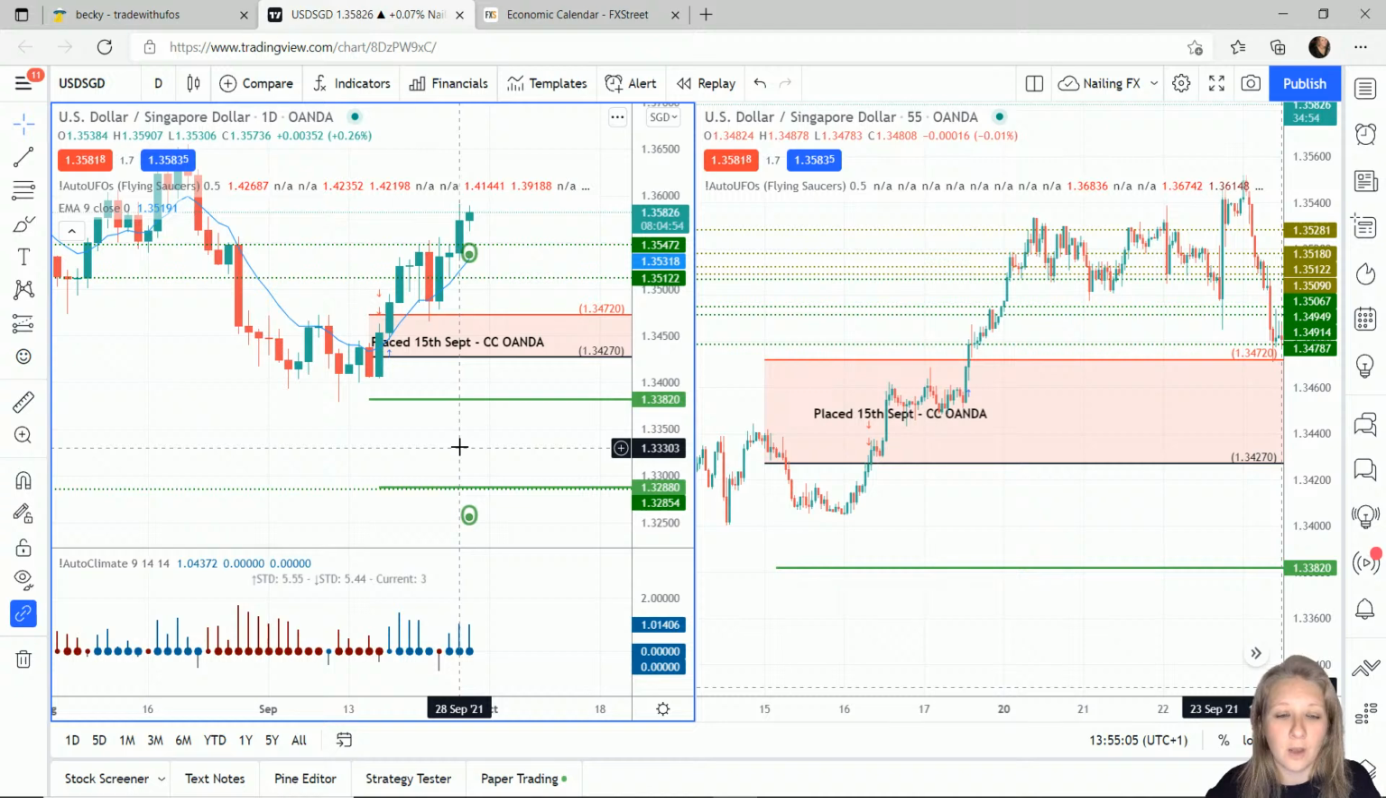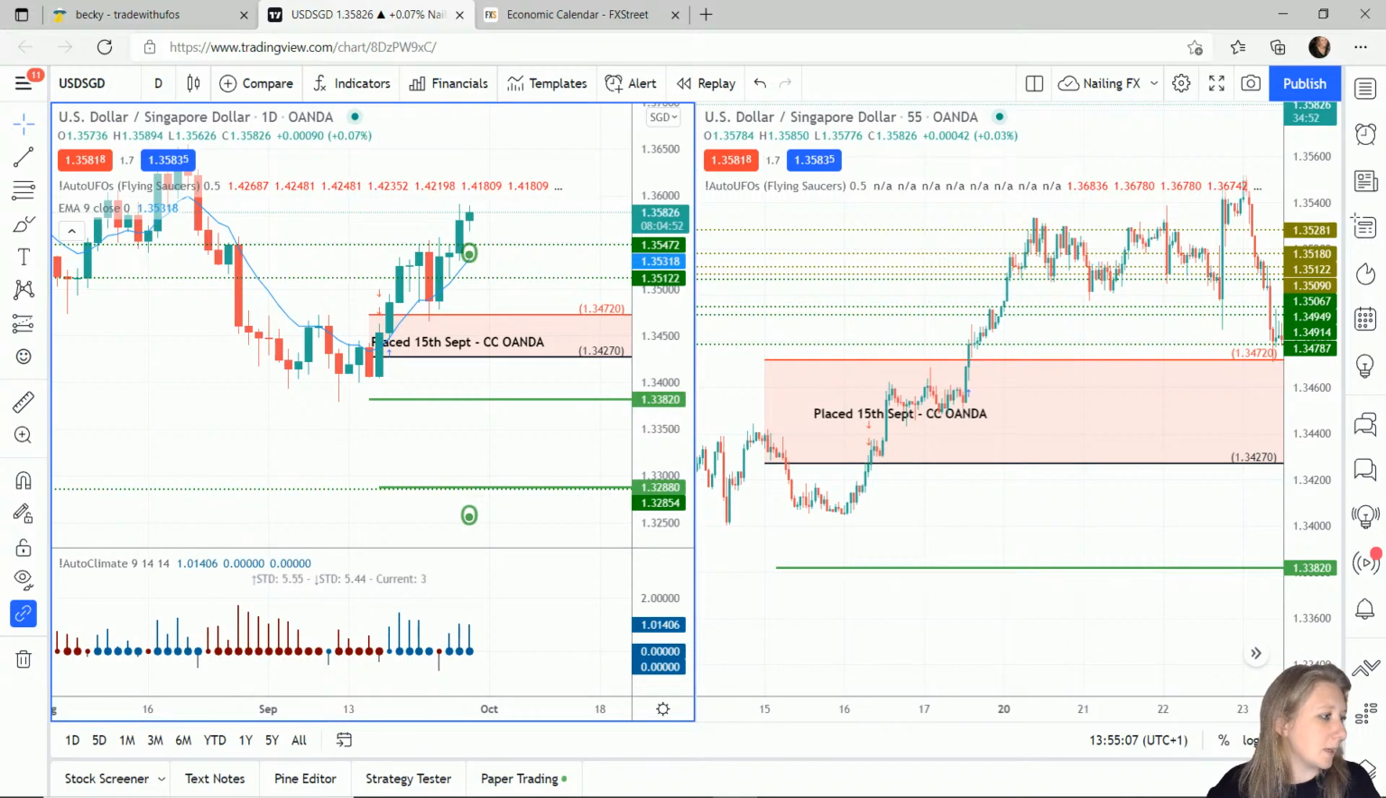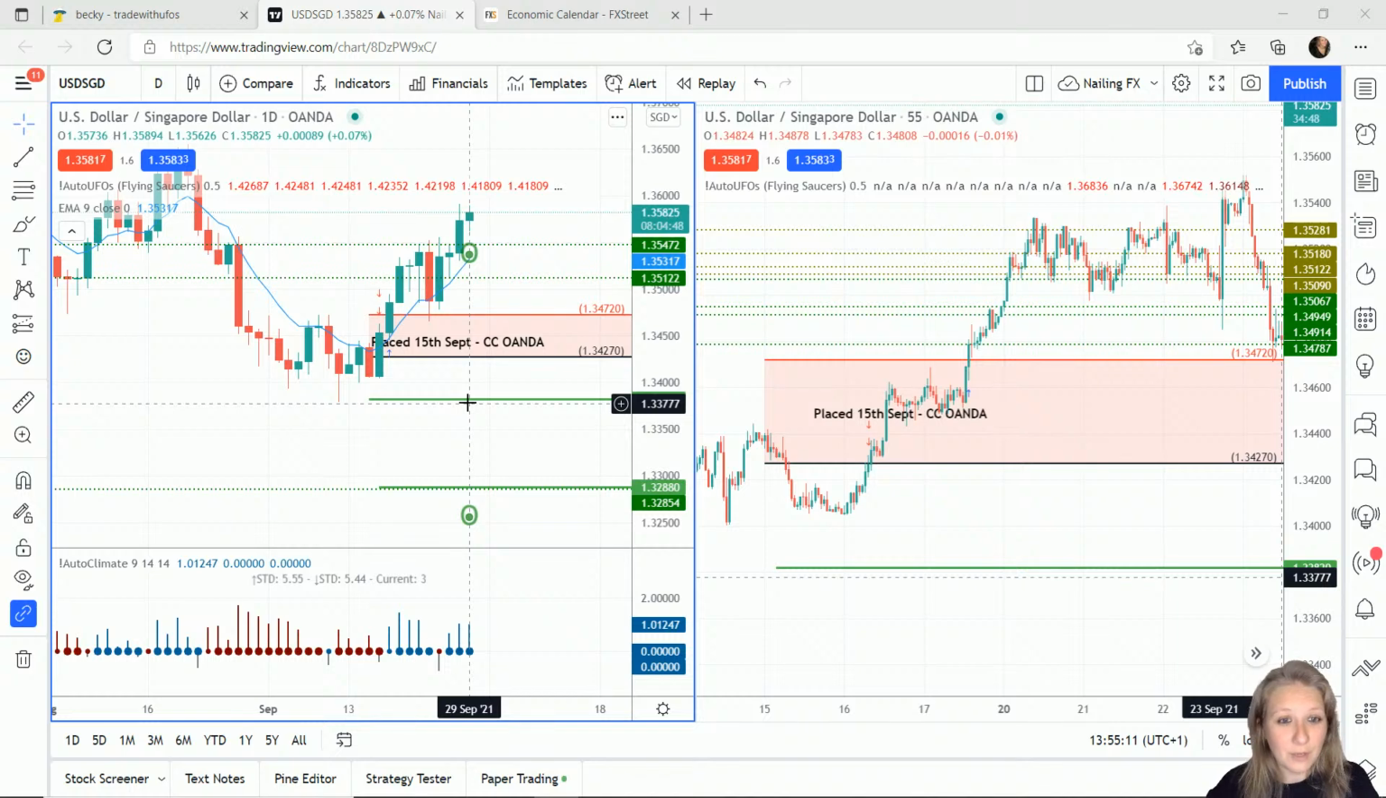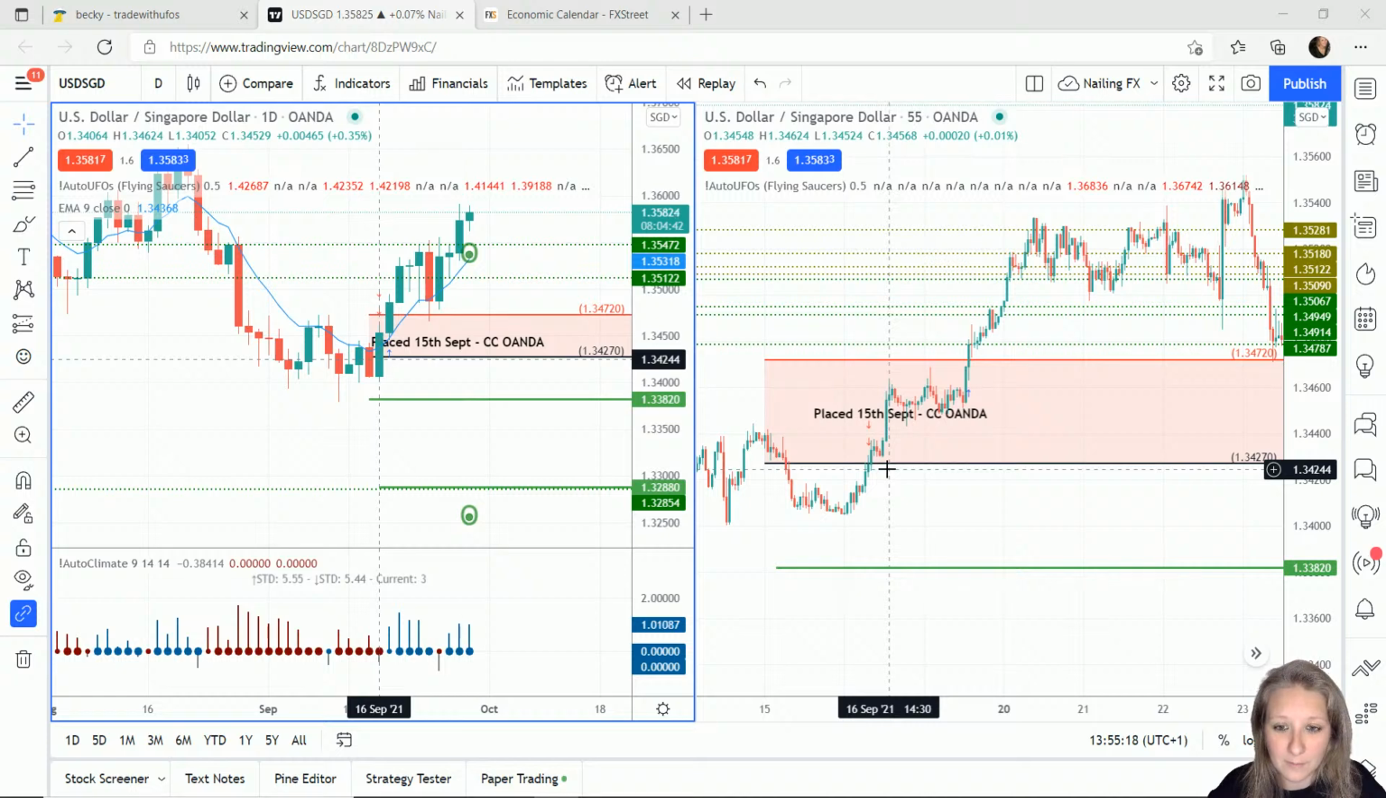So what we'll start with is let's go to the chart, and we'll start with looking at trades that we put on last time and what happened. So I'm just going to get up my little list so I remember which ones we looked at. The last one that we looked at in the closed coaching was the US dollar versus the Singapore dollar. This was placed on the 15th of September and it triggered on the 16th.